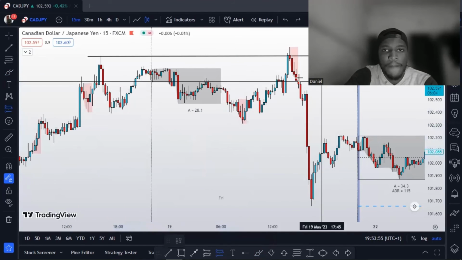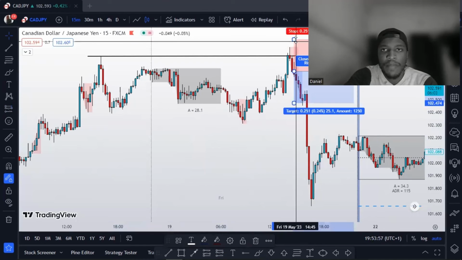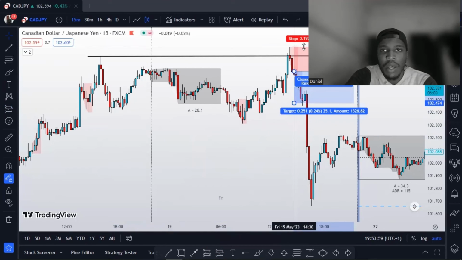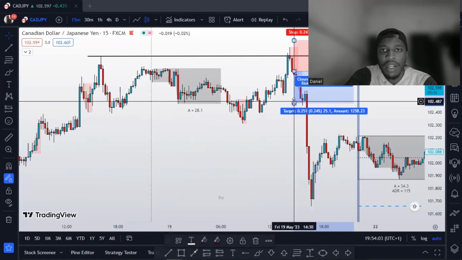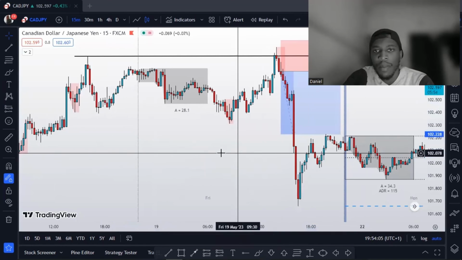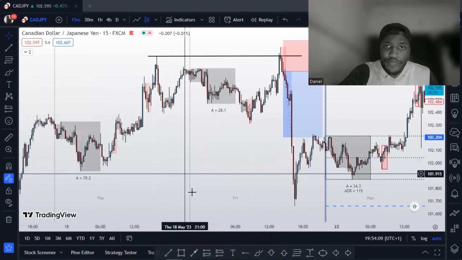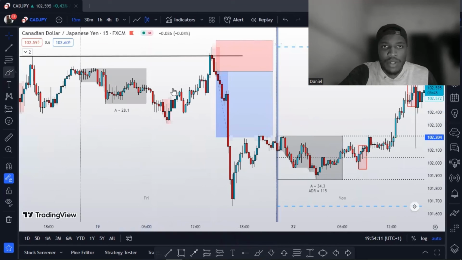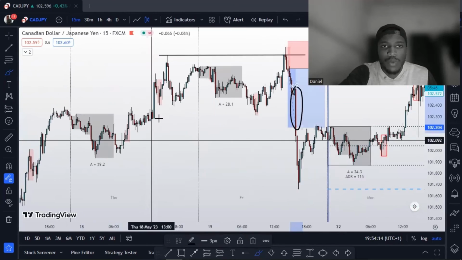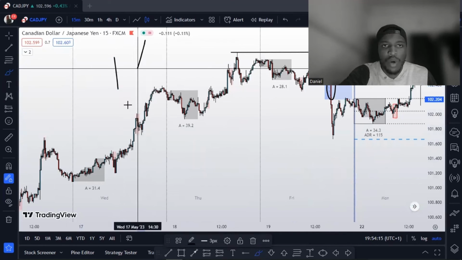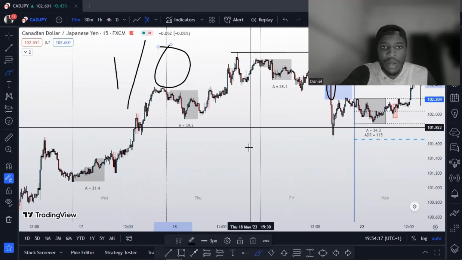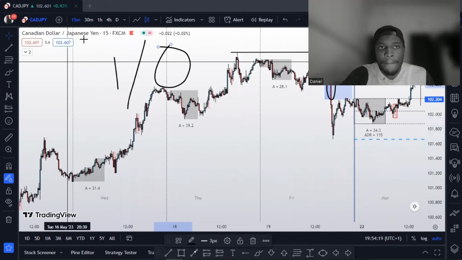So I entered here. My stop loss was 5 pips above this, so that would be 24, and I went for a 1 to 2 risk reward. That's about 50 pips on this one. All right, so it was a very sweet trade. This was news, right? So that's one win here, right? 1-0. That was the only trade that showed up on CAD-JPY.